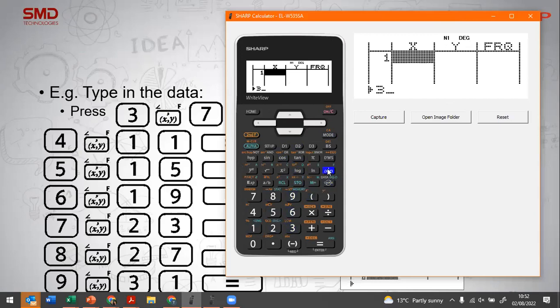So we'd have 3, x comma y and 7 and equals, and then 4 and 11, 5 and 15, 6 and that's your x and 19, and 7 and 23, 8 and 27, and 9 and 31. Again, once you're happy with your information, you've made sure that it's all correct, you can press change or on.